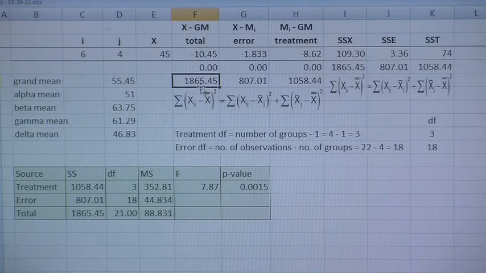So we see that whereas the sum of our deviations is 0, the square of those deviations is 1865. Whereas the sum of our deviations from the group mean is 0, the square of those is 800. And whereas the sum of our deviations between the group mean and the grand mean is 0, the square of those is 1058. And you see here, when you sum these, 1865.45 is equal to 807.01 plus 1058.44.